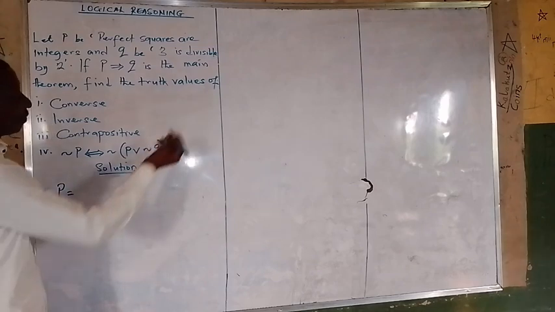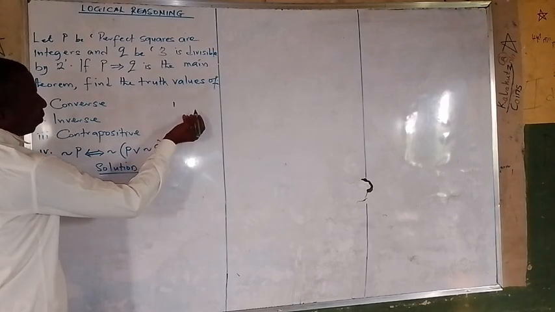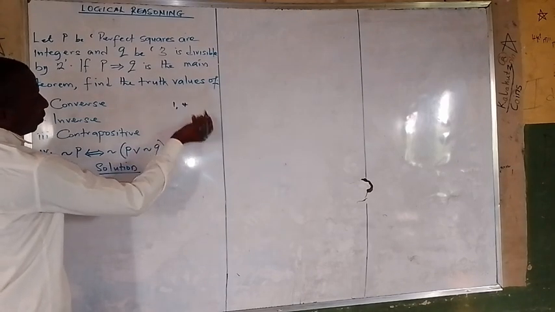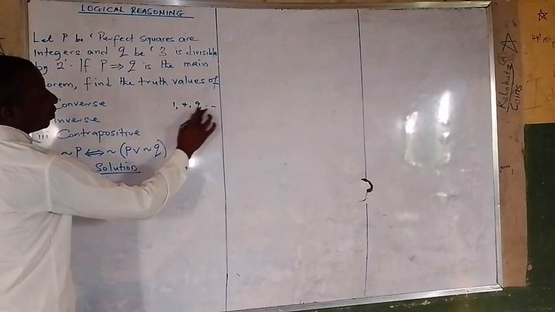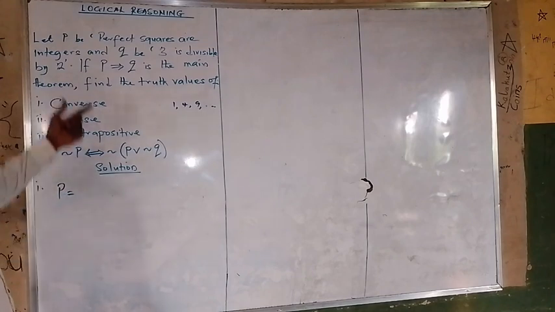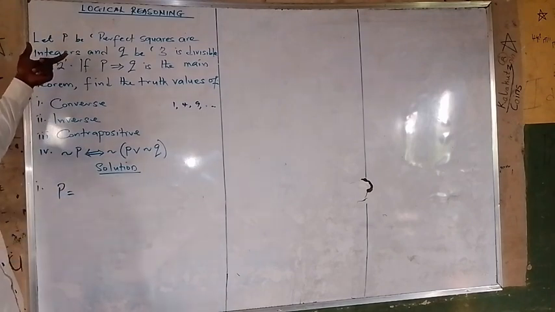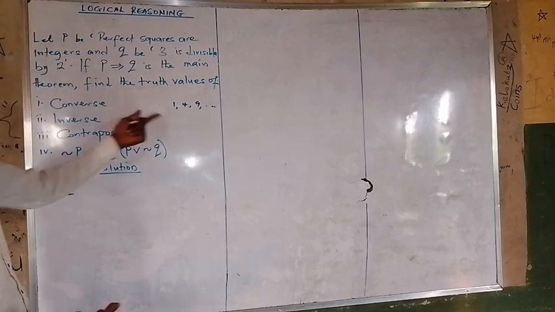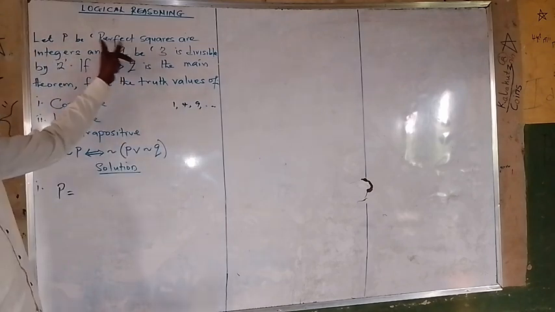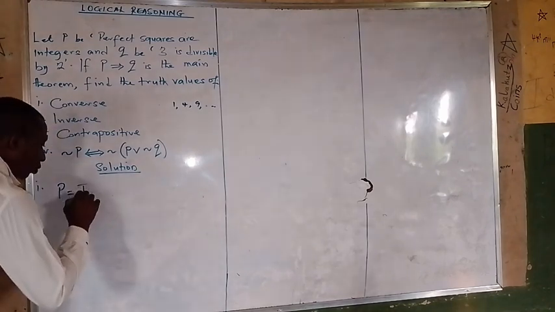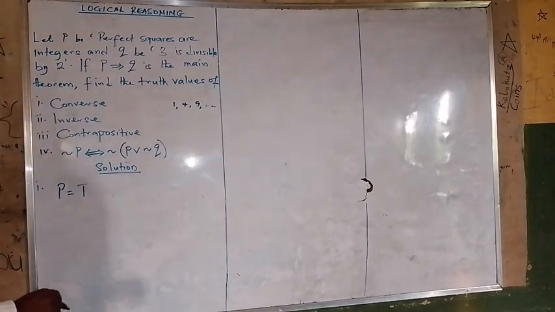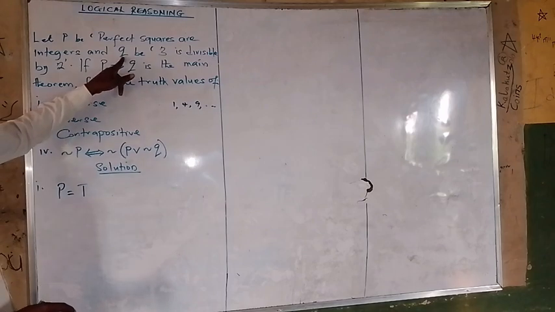Now, examples of perfect squares: we have 1, we have 4, we have 9, and so on. All of these numbers, they are integers. What are integers? Integers are whole numbers. So perfect squares are whole numbers. So this statement P is true. So the truth value is true, T.